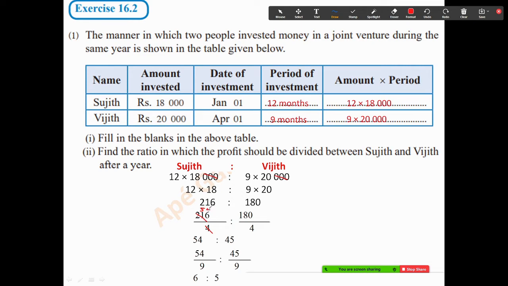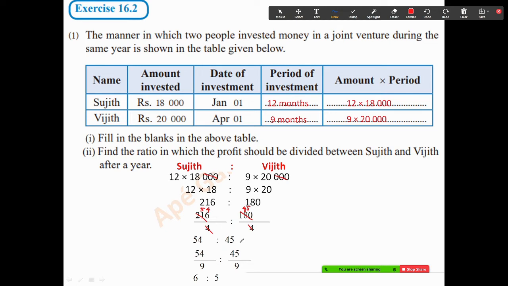When you divide by 4, 4 into 4, 16, 2 remains. 2 and 0 means here 20. So 4 into what? 20. 4 into 5, 20.